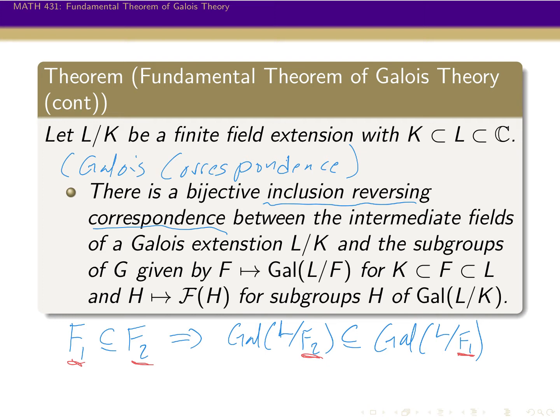Alternatively, if you have that H1 is a subgroup of H2, which are subgroups of the Galois group of L over K, then the fixed field for H2 is going to be a subfield of the fixed field of H1. And so again, H1 is a subgroup of H2, and you end up with the fixed field for H2 being a subfield of the fixed field of H1. So that's the inclusion reversing part.